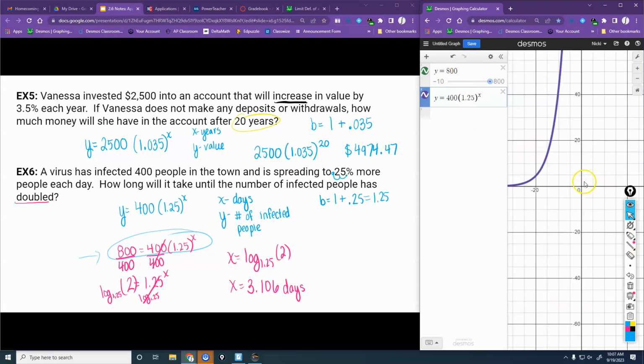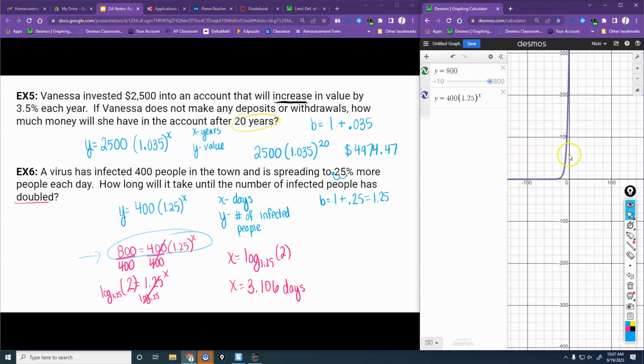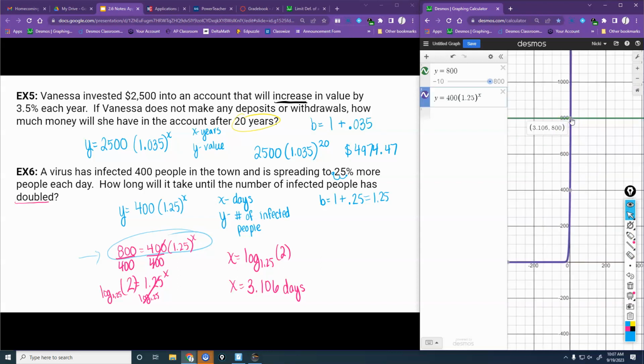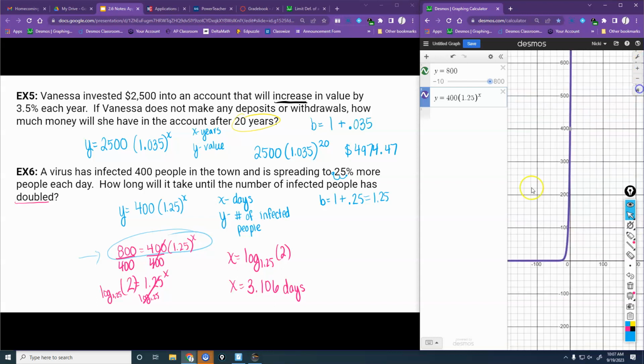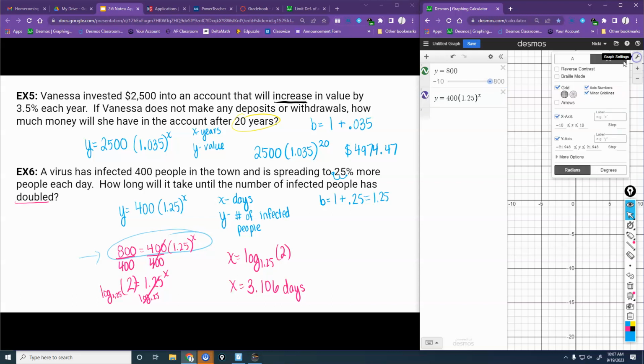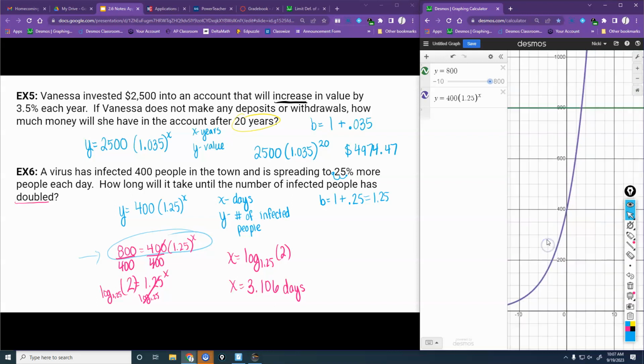I could zoom out. We can probably zoom out on this one. The problem is if you zoom out, it's kind of hard to see, so you might be a little bit off. This one is showing up with the 3.106. The other thing you can do is if you just need to see more of the y, go over here to the y-axis and make it 800, and then you can see a better graph there. So that's a little bit easier to see instead of just zooming out.